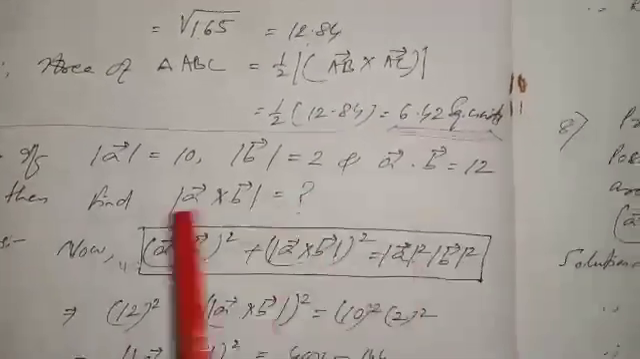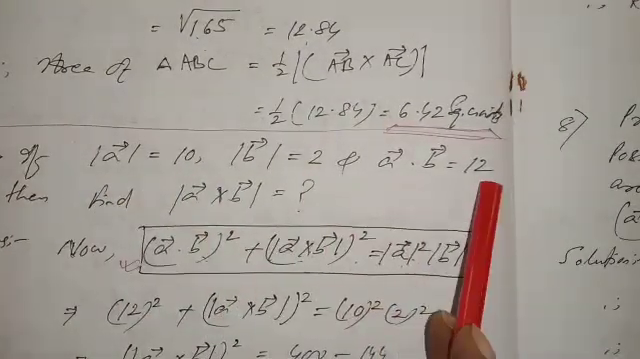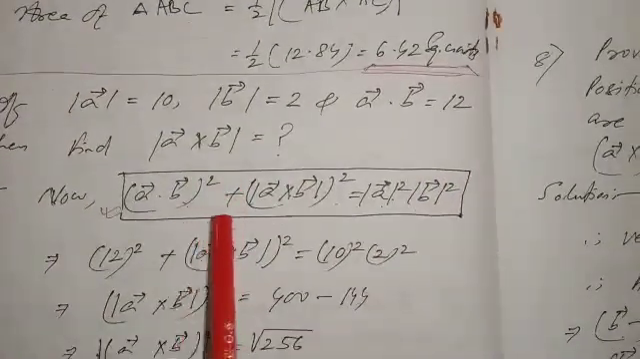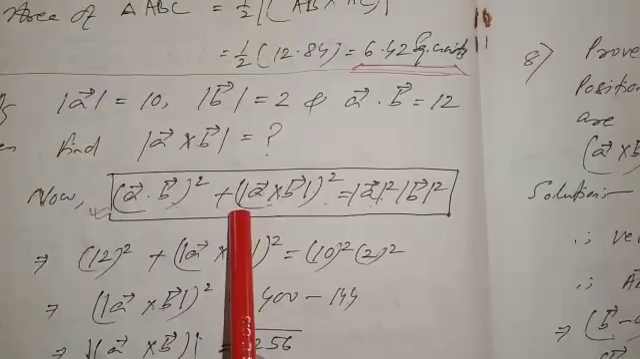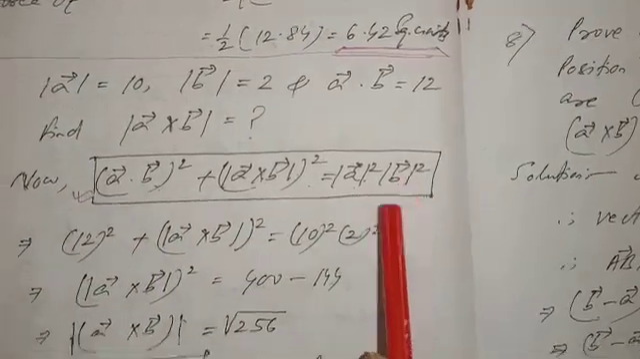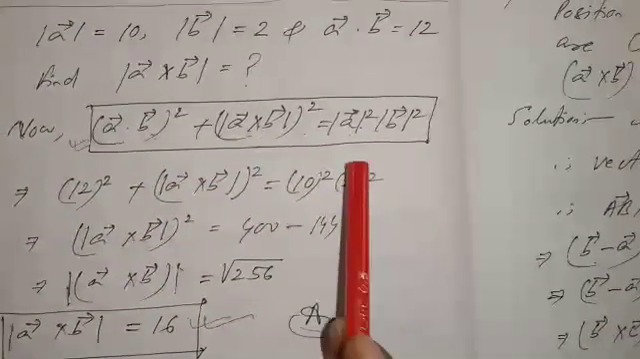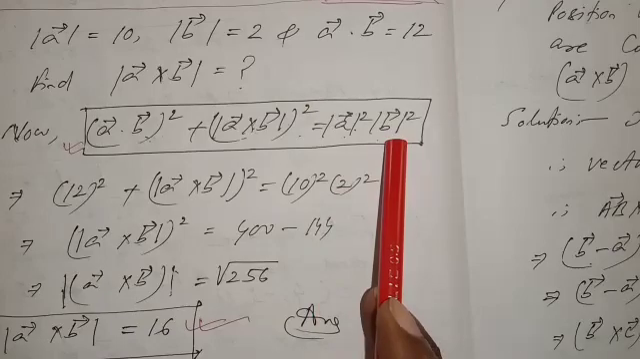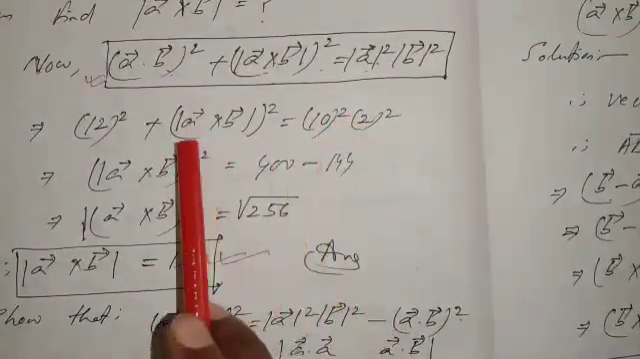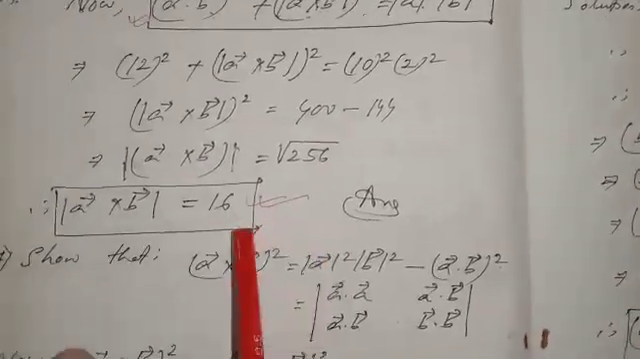Question number 6. If magnitude of A is 10, magnitude of B is 2 and A dot B is 12, find A cross B. Before that we should know the related formula: A dot B whole square plus magnitude of A cross B whole square is equal to magnitude of A square into magnitude of B square. Now put the value of A dot B, that is 12 whole square; magnitude of A cross B whole square equals 10 whole square into 2 whole square. It is coming 400 minus 12 whole square, 144, that is 256, and the root is 16.